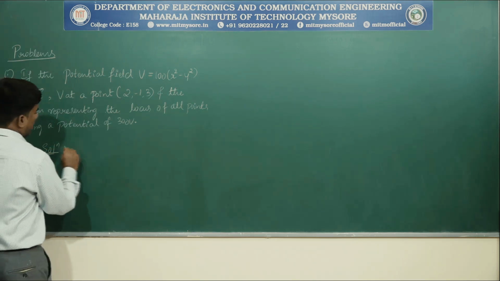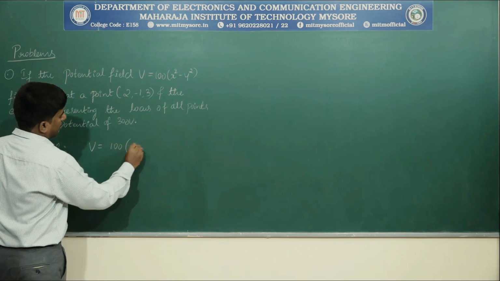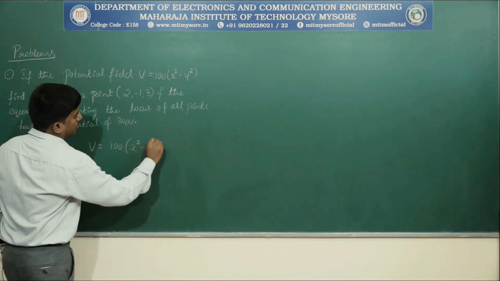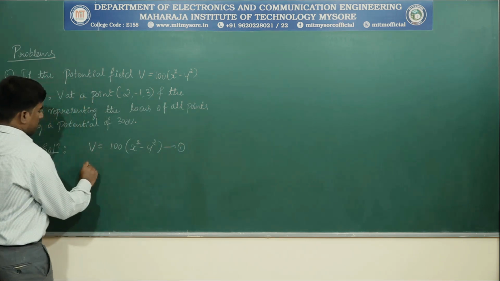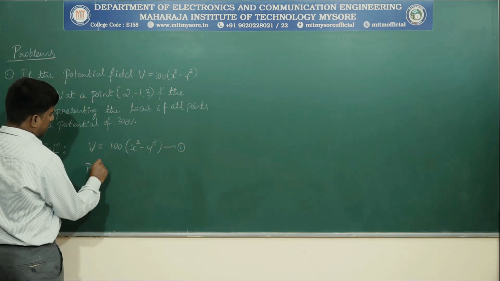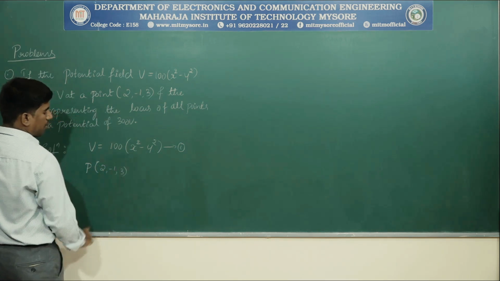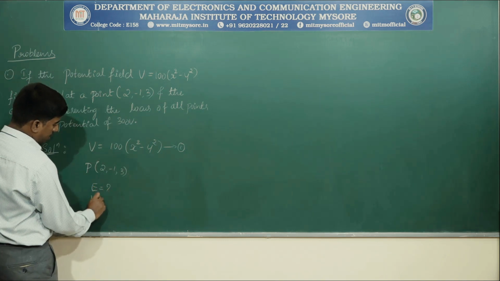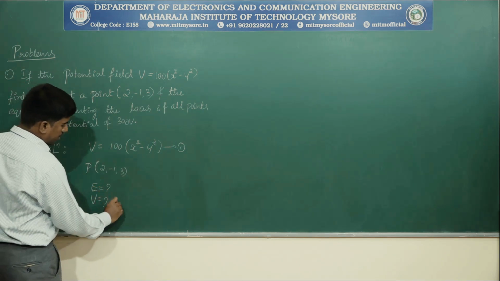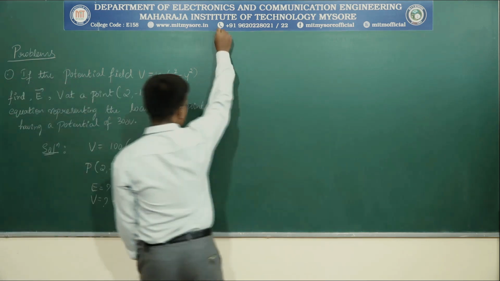How to solve this? V is given. V is equal to 100 times of x square minus y square. Name this as equation 1. Then potential point P is given as 2, minus 1, 3. What we need to calculate? E. V at this point we need to calculate. This is the problem statement.